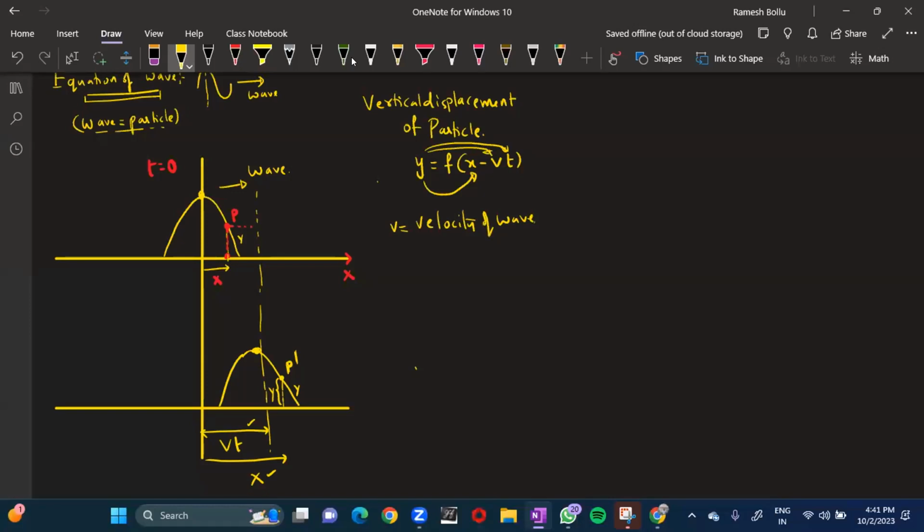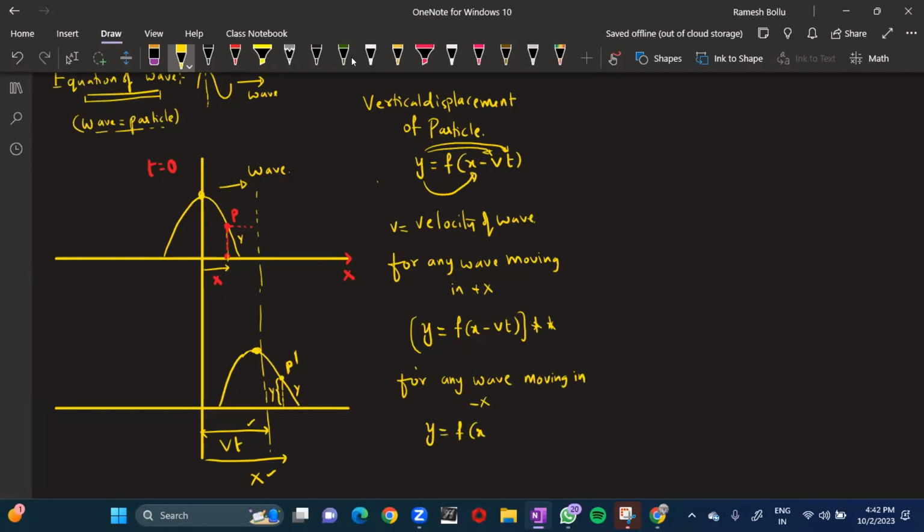I can generalize one statement. For any wave moving in positive x direction, the vertical displacement is always a function of x minus v into t, children. Vice versa is also true. Right now we are talking only about transverse waves, not other waves. So for any wave moving in negative x direction, I can write y is equal to a function of x plus vt. Both these tricks everyone has to remember. This is a key concept in understanding all wave properties.